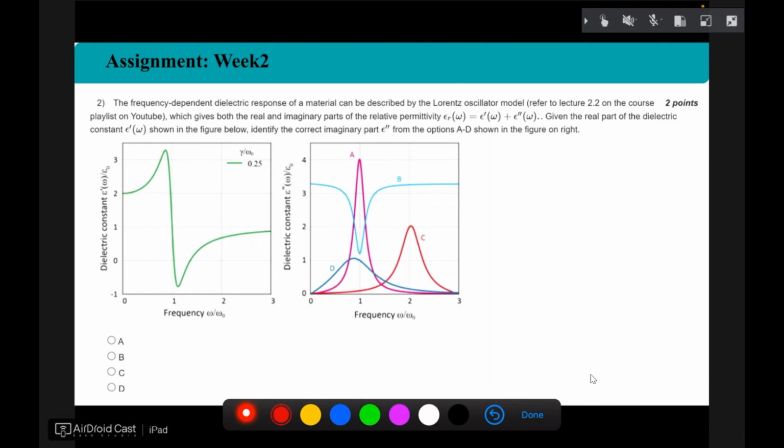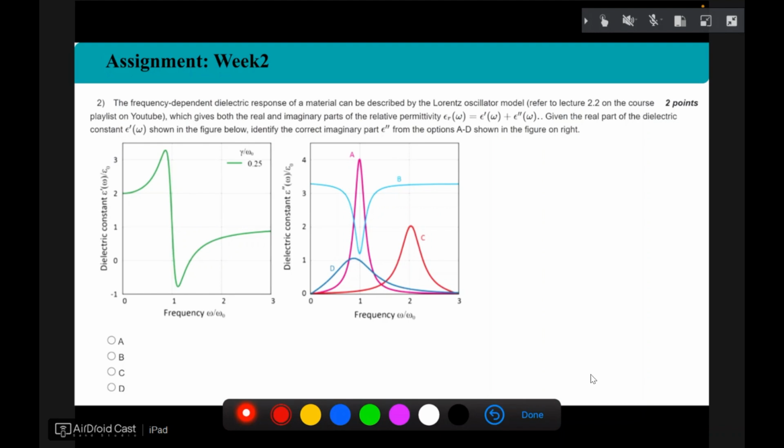What is the second question asking? The frequency dependent dielectric response of a material can be described by the Lorentz oscillator model. Refer to lecture 2.2 on the course playlist on YouTube. In the second lecture we talked about the Lorentz model and the derivation of that, which gives both the real and imaginary parts of the relative permittivity. Given the real part of the dielectric constant shown in the figure below, identify the correct imaginary part, epsilon double prime, from the options A to D shown in the figures on the right.